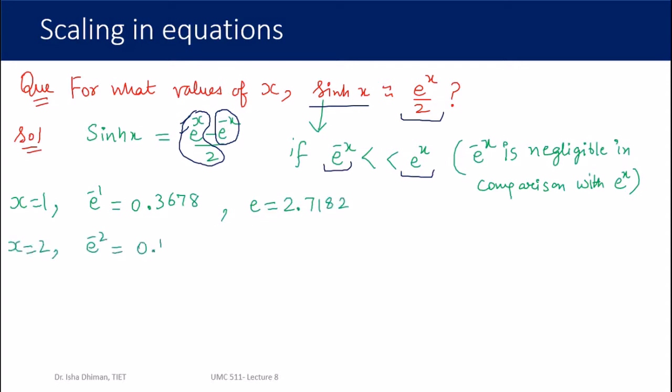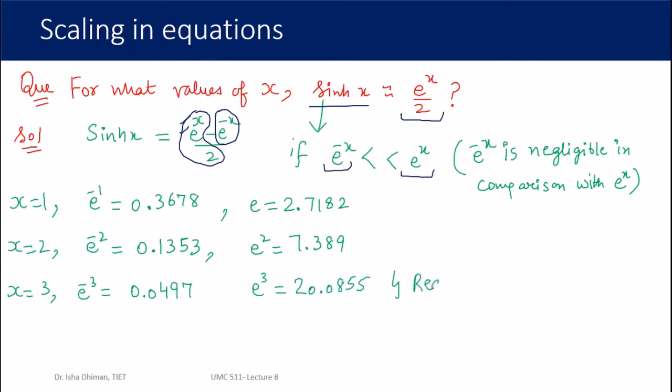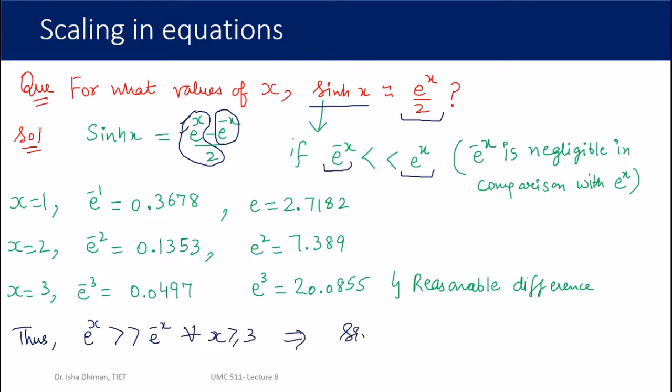For x equals 2, you see the difference is becoming larger, while for x equals 3, the difference between e raised to power minus 3 and e raised to power 3 is reasonably large. And if you go for 4, it will be even larger. So you can say that the difference between e raised to power x and e raised to power minus x is increasing, and e raised to power minus x is negligible in comparison to e raised to power x for all x greater than or equal to 3. So that means your approximation is valid for all x greater than or equal to 3. So that's your answer, and that's what the question asked.